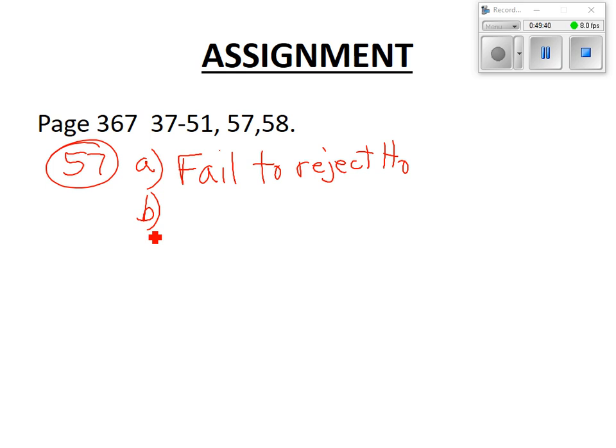Letter B. What do we do there? How come? Because it doesn't go through 7. So the confidence interval is from 67 to 69. None of that falls in our null hypothesis, so we reject the null.